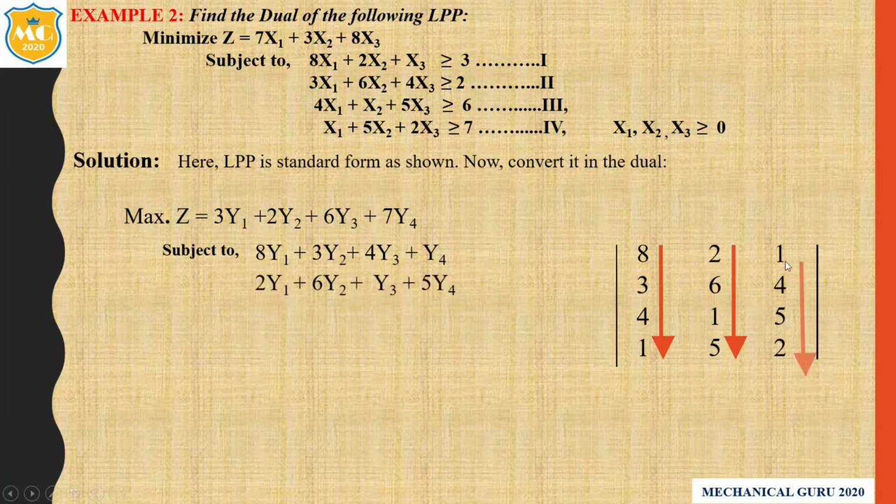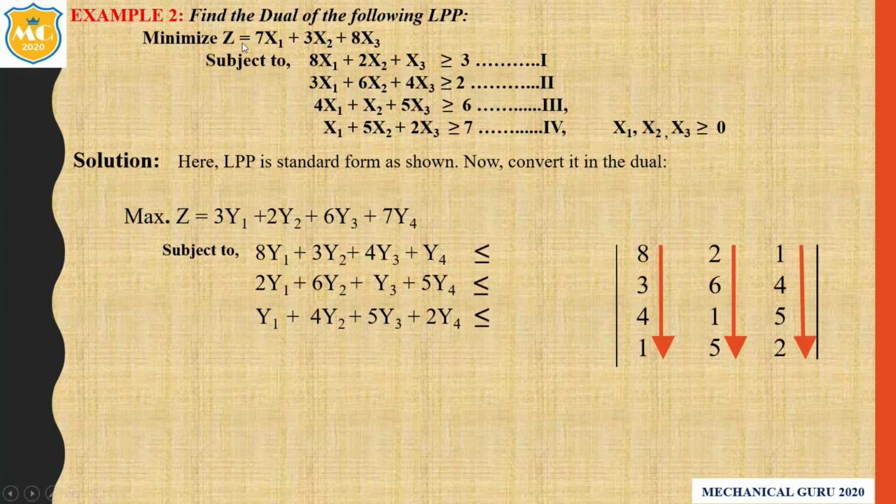And the last, y1 plus 4y2 plus 5y3 plus 2y4. Clear? And here all the signs are greater than or equal to type, so in the dual problem they will be less than or equal to type.